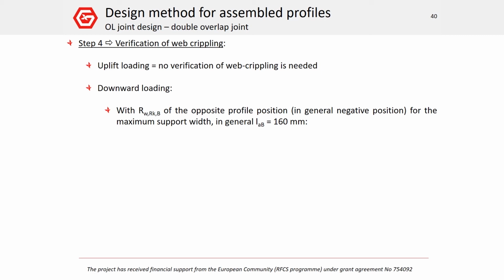As for single overlap join, the support resistance of the opposite profile position for the maximum support width, usually 160 mm, must be considered in order to verify that the applied effort doesn't exceed half of the considered resistance.